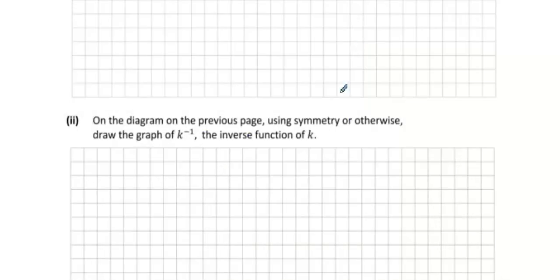Okay, can anybody tell me what k(x) is? What's k(x)? X cubed. Does everybody remember that? Yeah. Does everybody remember how to get the inverse function again?